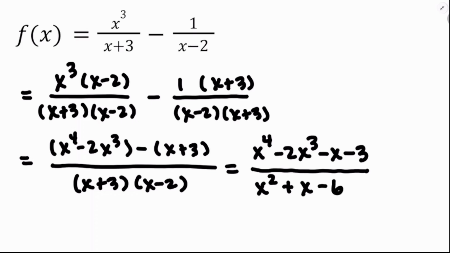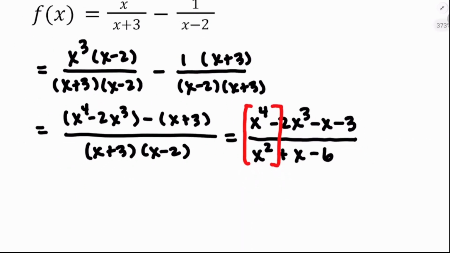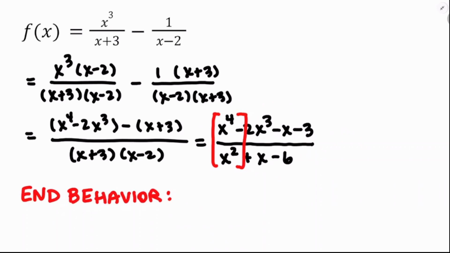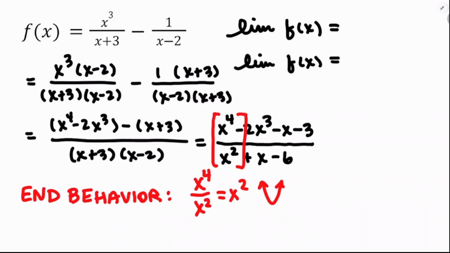So to determine the end behavior, I need to look at the leading terms ratio. So let's see over here. Behavior will be determined by x to the 4 divided by x to the 2, which equals x squared. We know what the graph of y equals x squared looks like. So we'll say the end behavior with limits: as x approaches positive infinity, f of x approaches positive infinity, and as x approaches negative infinity, f still approaches positive infinity. Because overall, it's got kind of a parabola-shaped asymptote.